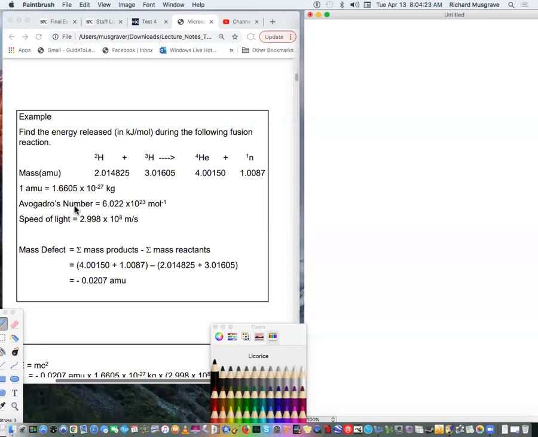So the figures we'll need for that are a conversion that allows us to get AMU into kilograms, and that's what we have here. As you can see, 1 AMU is not a very big number, 1.6605 times 10 to the negative 27 kilograms. We need Avogadro's number so we can figure out the per mole of something. And we've got the speed of light here, 2.998 times 10 to the 8th meters per second, as I said, quite a big number. Does anybody have any questions so far?